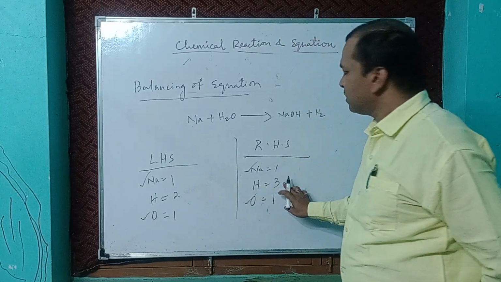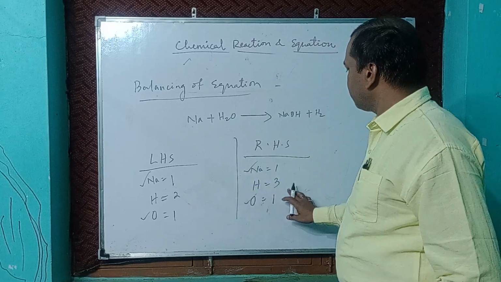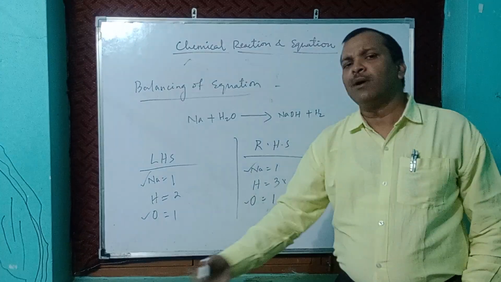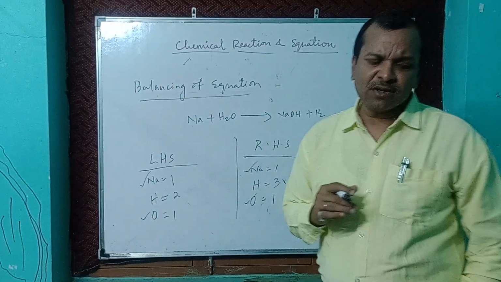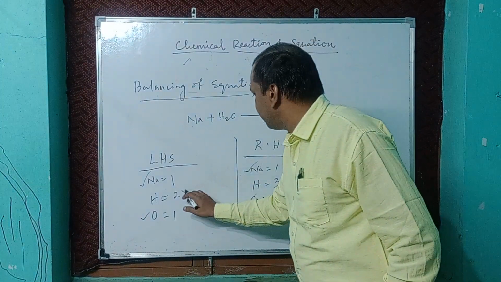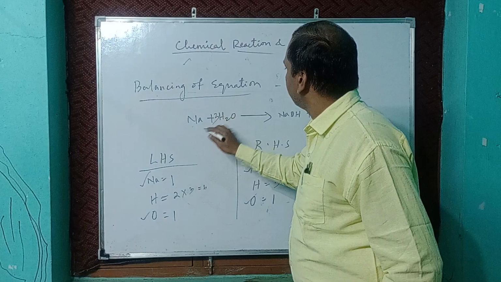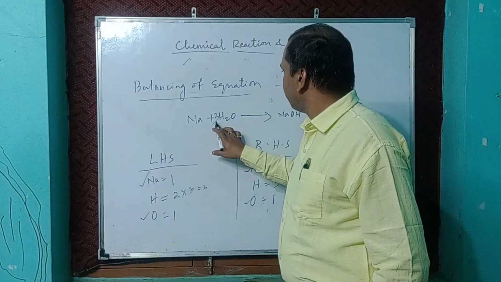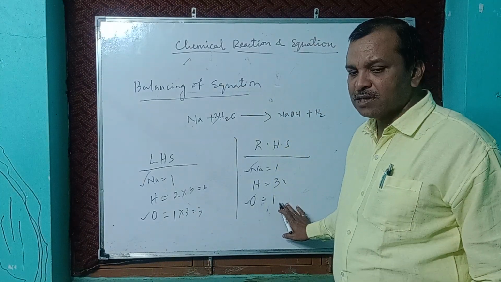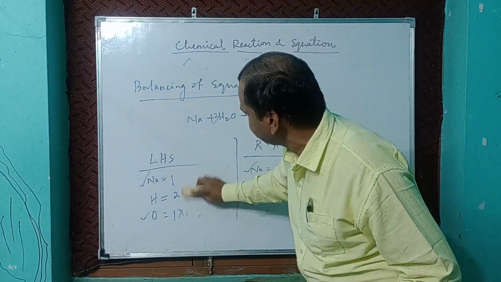Here it is 2, here it is 3. How to balance 2 and 3? We have to multiply here 2, here 3 and here 2. Then it can work. Otherwise we can go on and on and on. So it is called the trial and error method. If we multiply by 3, what will happen? It will be 6, but here it is 3. So oxygen is disturbed. This is not going to work, so we will not do it like this.